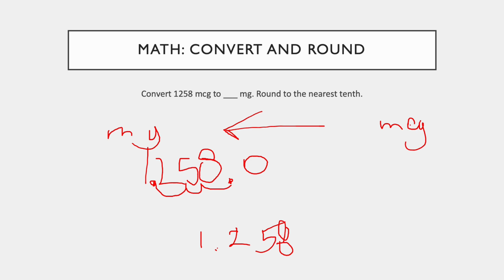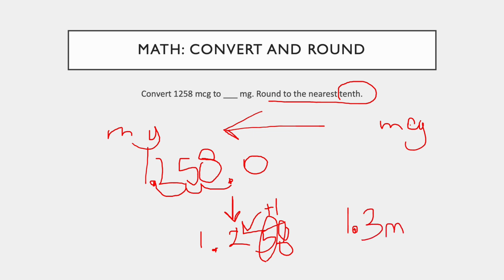All right, 1.258, cool. Now that we've done that, we're going to round to the nearest tenth. And our tenth place is this guy, so we're going to go next door and look at this guy. Now this number is 5 or higher, so we're going to add 1 and put it right over here. So then that number becomes 1.3, and that's milligrams.